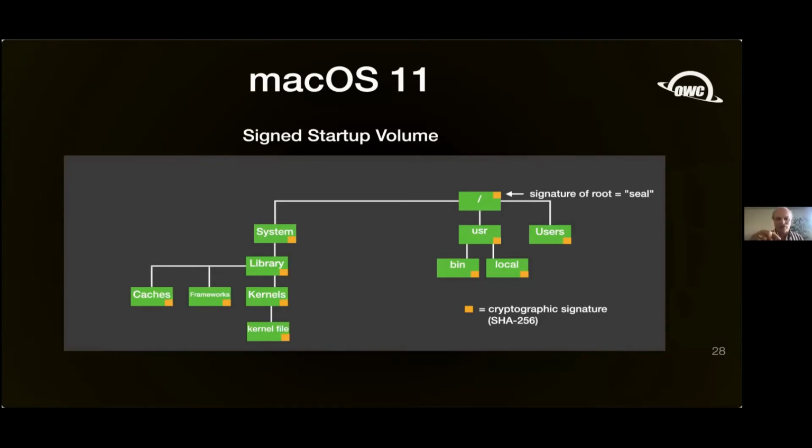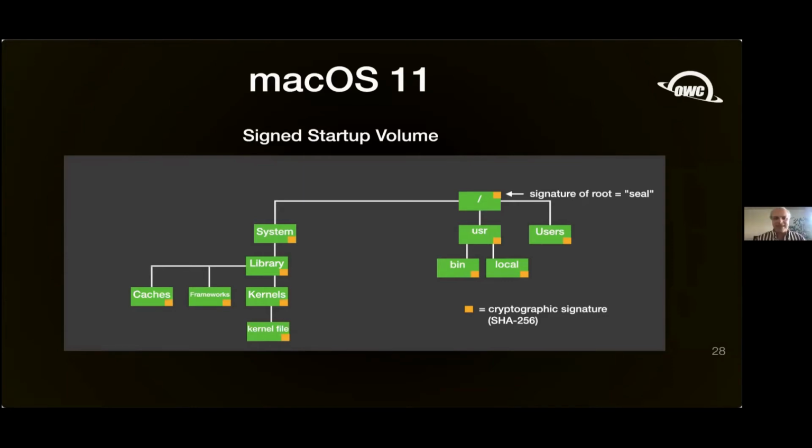So kernels has the cryptographic signature concatenated for all the kernel files. Then that gets assigned, and that's a signature. And the library has the same thing for all its files. And system has that for everything that's in /system. And root has the concatenation of everything that's at /root.